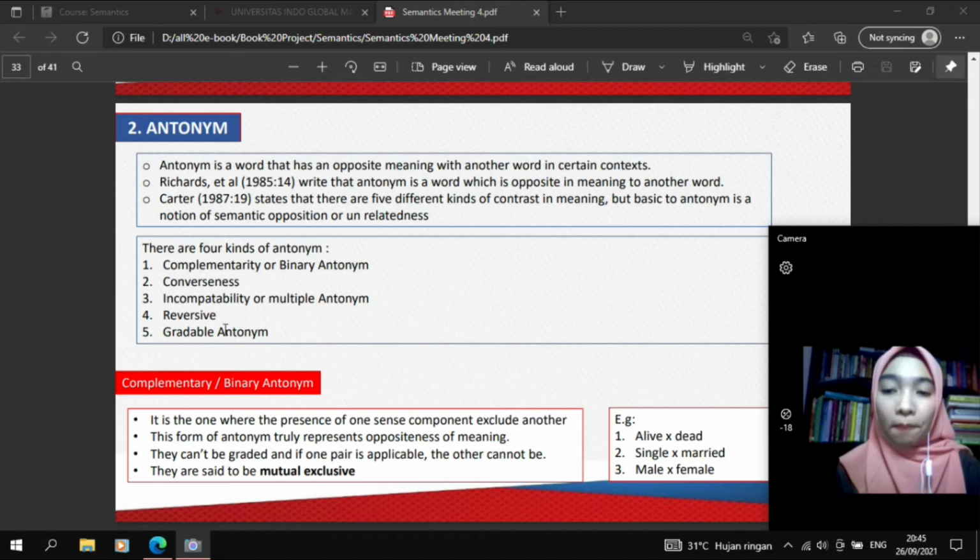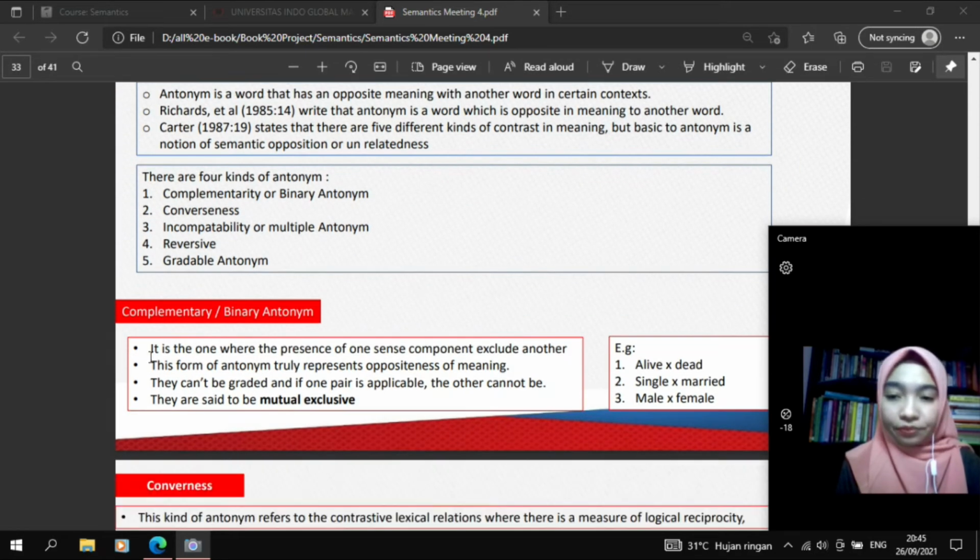The first one, complementary or binary antonym. The first kind of antonym is complementary or binary. Now, what is that? It is the one where the presence of one sense component excludes another. This form of antonym truly represents oppositeness of meaning. They can't be graded, and if one pair is applicable, the other cannot be. So this is the highlight: if one pair is applicable, the other cannot be, but they are said to be mutually exclusive.